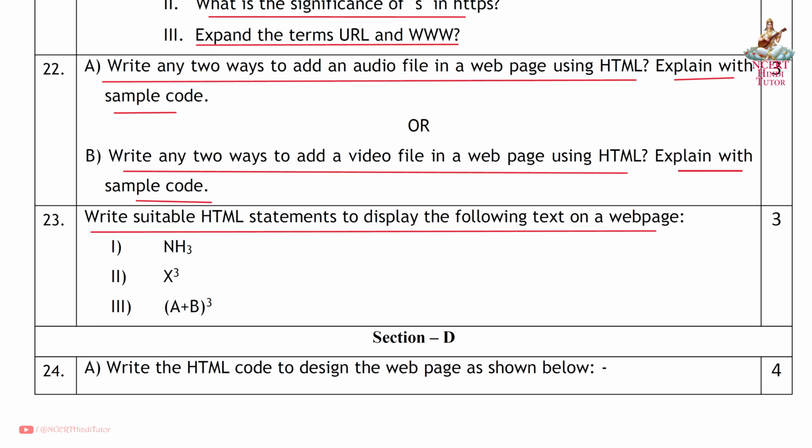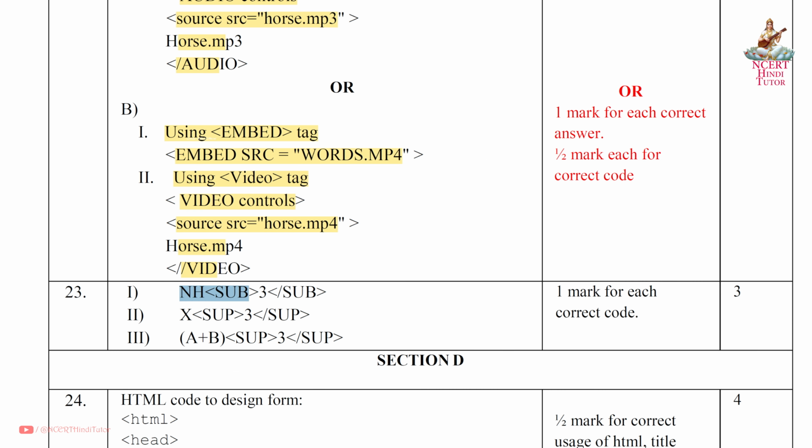First, ns3, second, x cube, third, a plus b cube. Answer. First code for ns3 is this, second code for x cube is this, and third code for a plus b whole cube is this. We know sub is subscript and sup is superscript.